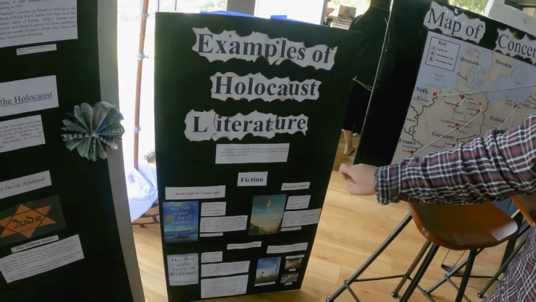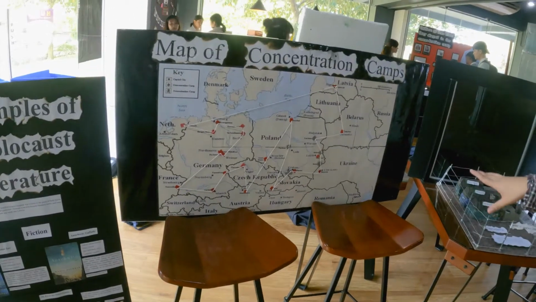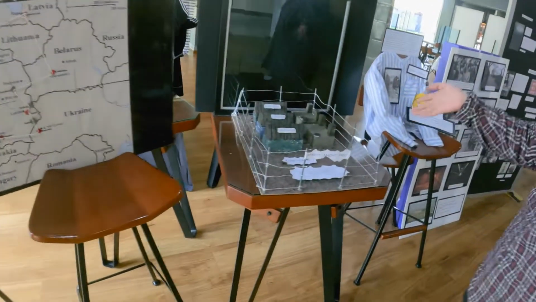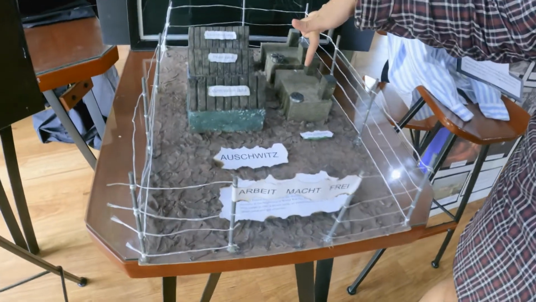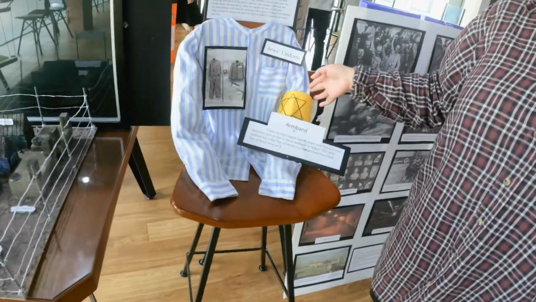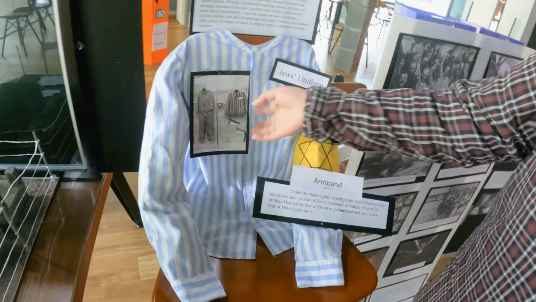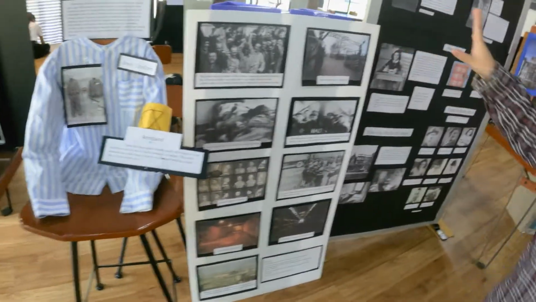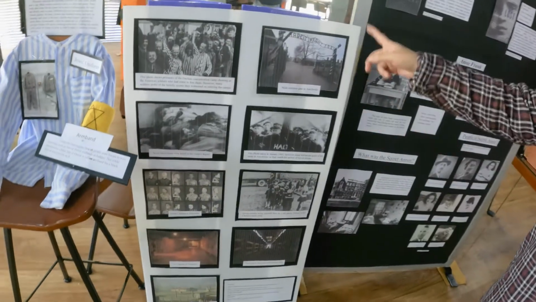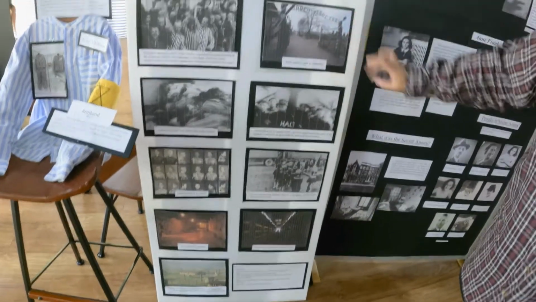There is fiction, including the story, and this map of the concentration camp. This is a model of the gas chamber and this office. This is the Jews' uniform in the boy's-style pajamas. Jews would wear this shirt. This is a photo of the Holocaust, the students of the Jews, and this entrance.